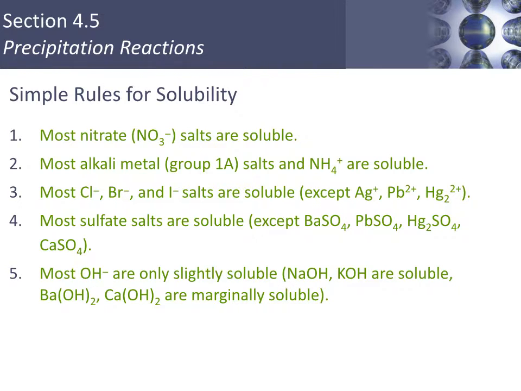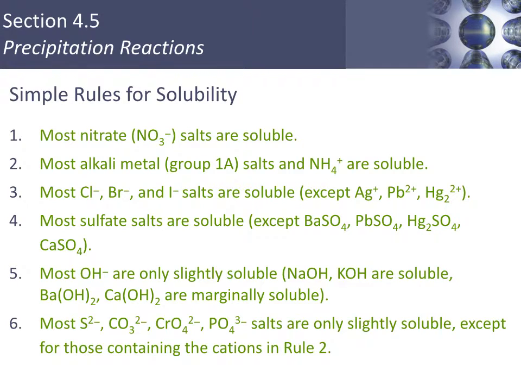Most hydroxides are only slightly soluble. The exceptions here, sodium hydroxide and potassium hydroxide are soluble. Barium hydroxide and calcium hydroxide are marginally soluble. Finally, most sulfide, carbonate, and phosphate salts are only slightly soluble, except for those containing cations from group 1A. So that's the alkali metals. This is a list that you're going to have to memorize. There's just no way around it.